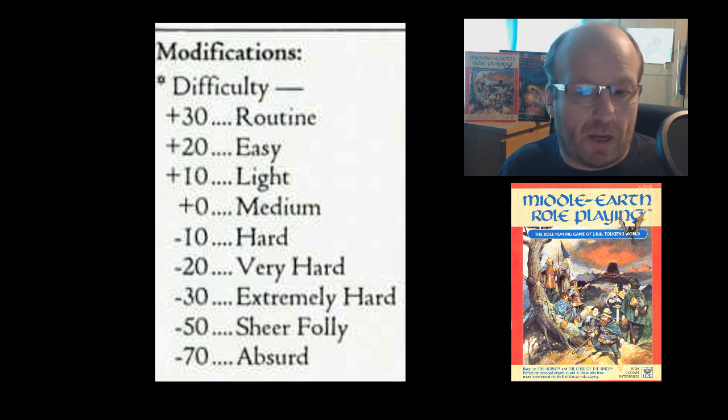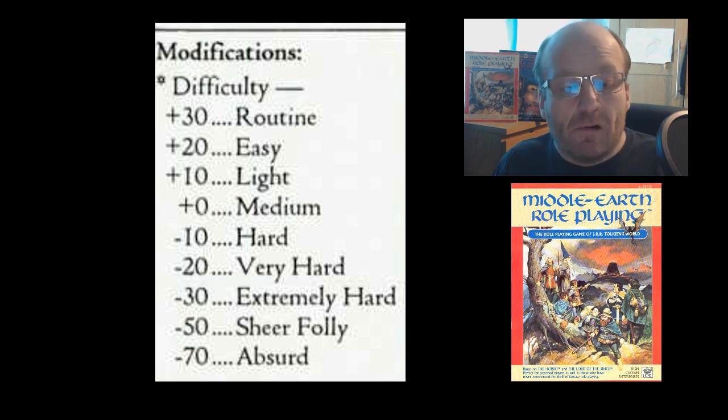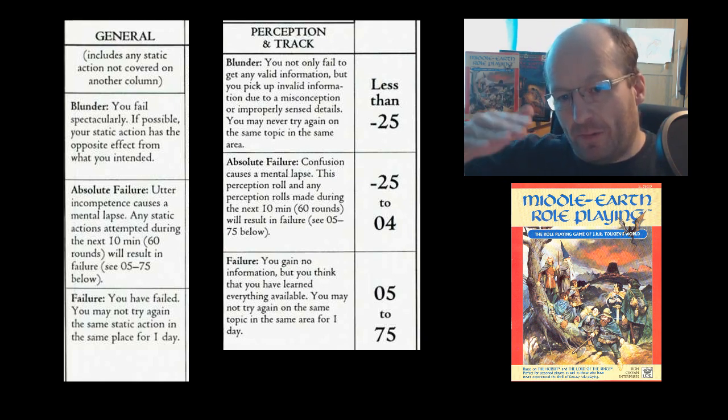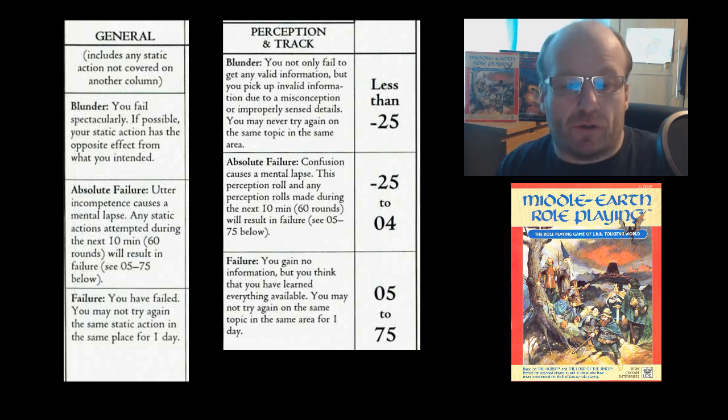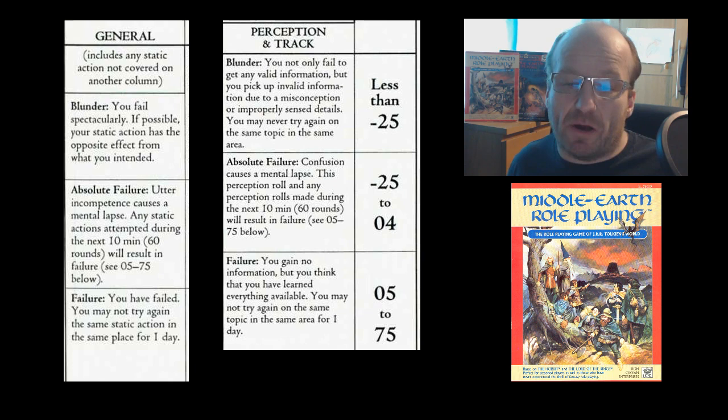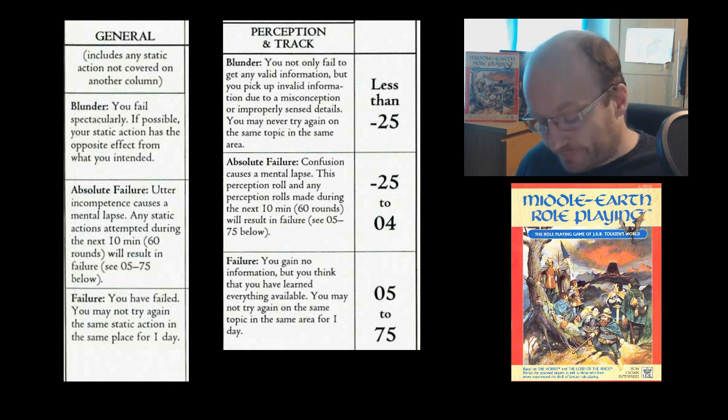And how do you differentiate between hard, very hard, and extremely hard? Results now fall into categories on this table. They're not percentages of amount completed. There are descriptions. And those categories are blunder, absolute failure, failure, partial success, near success, success, and absolute success. And the text in each box describes how each result is applied in game terms.